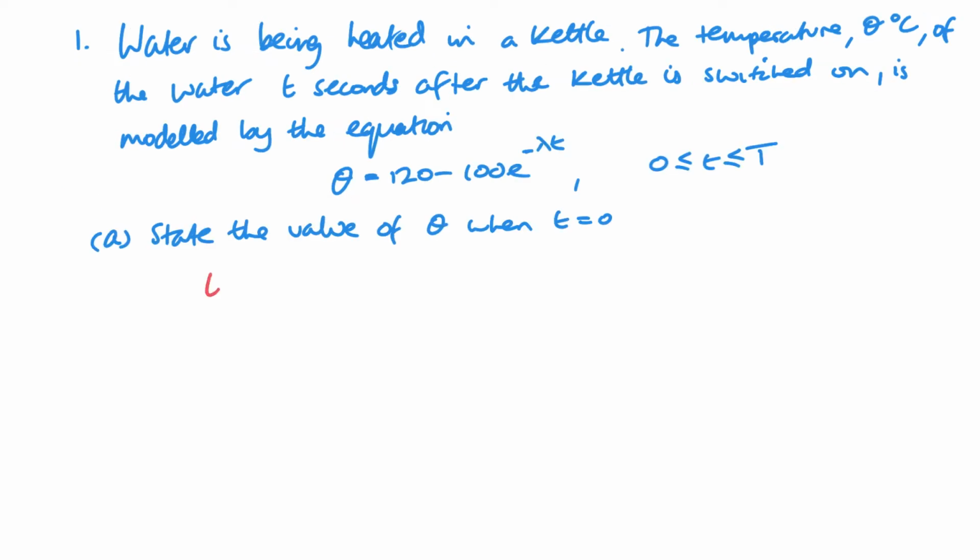So nice easy one, t equals 0, so theta equals 120 minus 100 e to the power 0. This is just the value 1. So we've got 120 minus 100, so we've got 20 degrees. Moving on to part B.